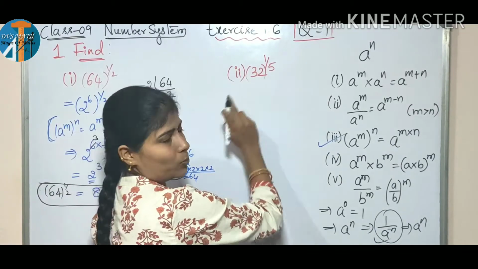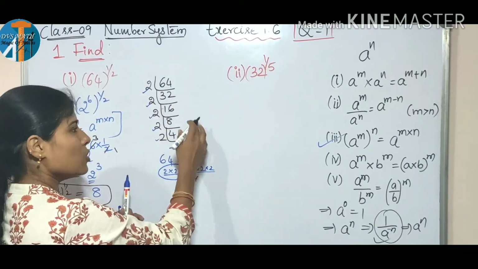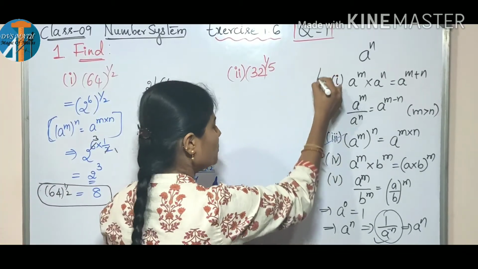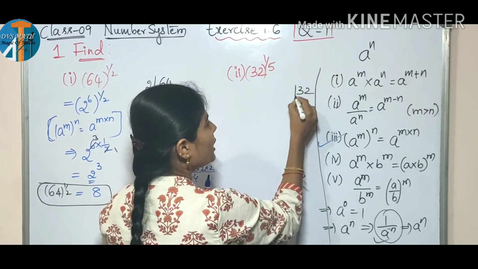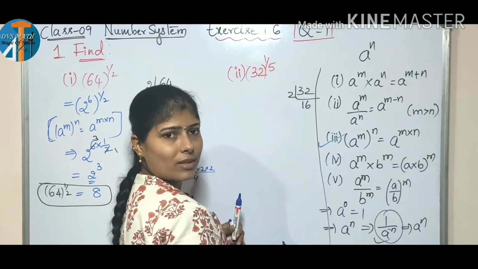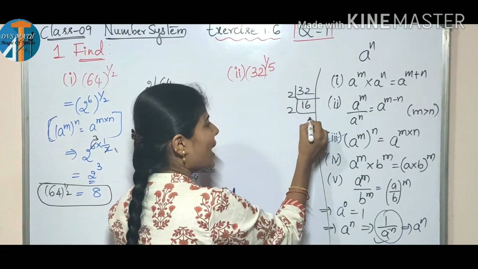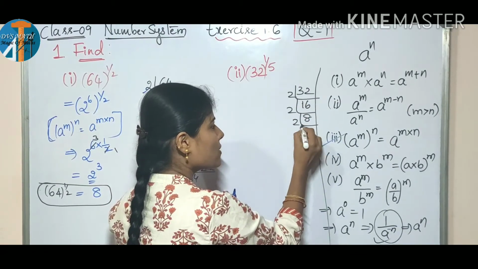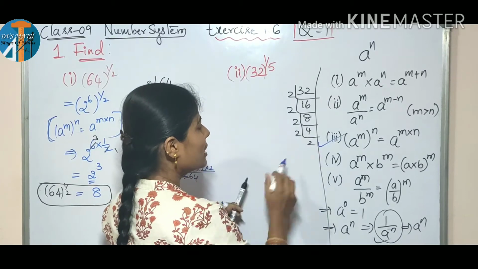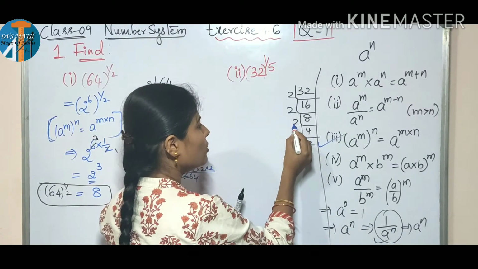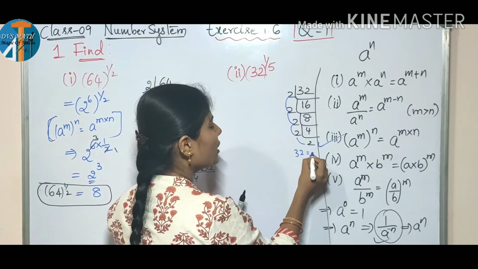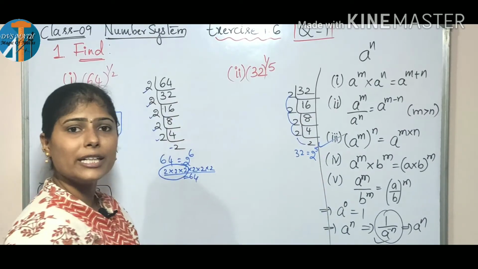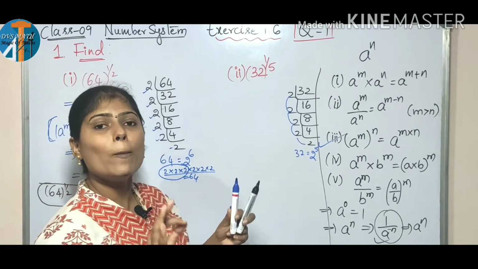So now 32, you can observe here. If I consider 32, what will be the factors of 32? 2 sixteens are 32. Correct. Again 2 eights are 16, again 2 fours are 8, again 2 twos are 4. Clear. So that means 1, 2, 3, 4, 5. That means 32 can be written as 2^5.